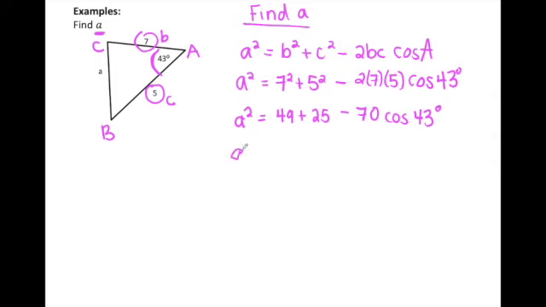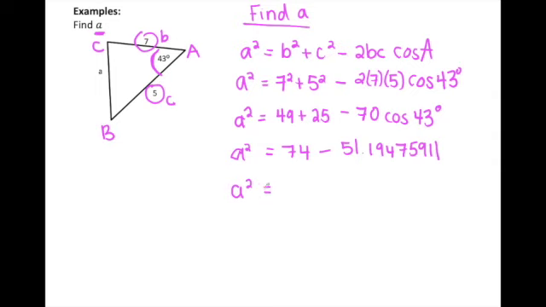So you're going to go a squared is equal to, and then you have 49 plus 25, which is 74. And then when you do 70 times the cos of 43, you should get about 51.1947591. For the easiest and most accurate results, keep all of your decimal places, or at least keep them in your calculator.